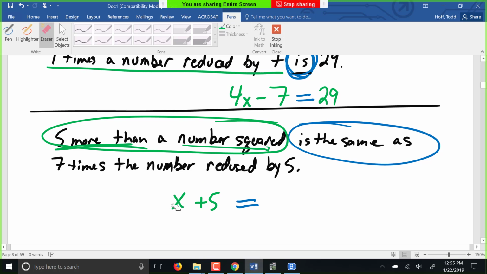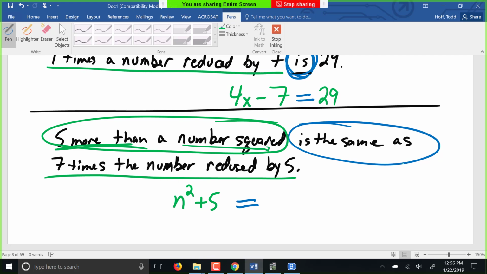N squared, x squared, whatever we're going to use. N squared we'll use. Again, in my math lab, you got to watch for the letter it tells you to use. So now the other side, after that phrase, is the other side of the equation. 7 times a number reduced by 5. How are we going to express that? We used n over here, so we got to make sure we use it over here.